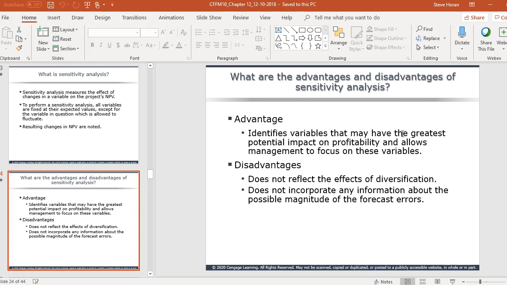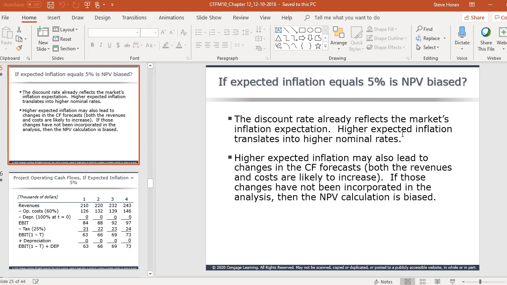That's a big deal. So advantages and disadvantages of sensitivity analysis. We're trying to find what variables have the biggest impact on profitability, and basically the cash flows that will make a project work. Is it pricing? Is it volume? Is it cost? Whatever that is, we don't really know, but those would be kind of the three big inputs for the particular project we looked at. Now, disadvantages: it does not reflect diversification and does not incorporate any information about potential forecast errors. So that's one thing to keep in mind also.